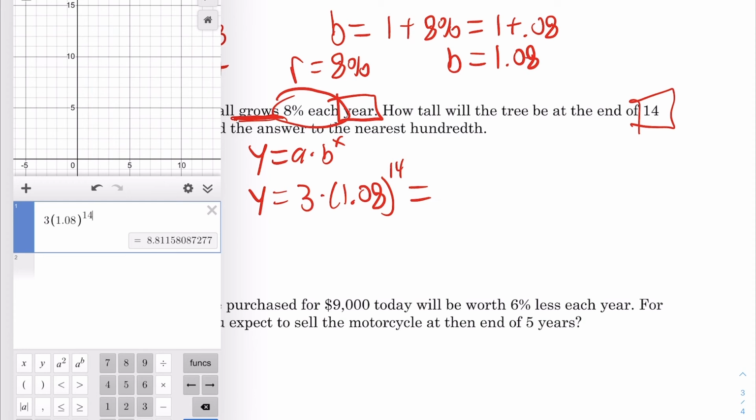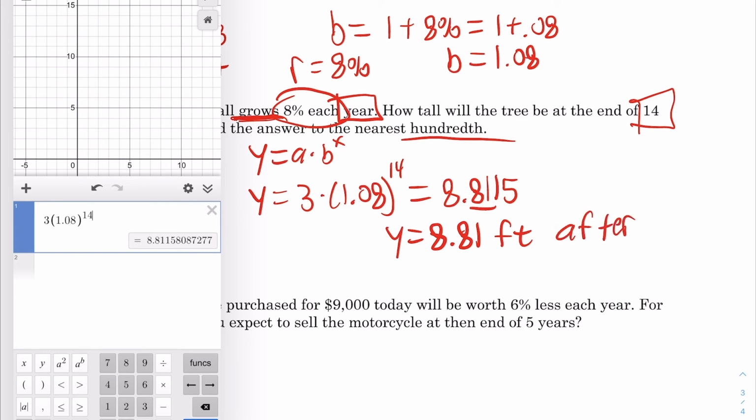Looking at that, we got 8.8115. It wants the nearest hundredth, so that means we're going to stop rounding after the second decimal point. So we get y equals 8.81 feet after 14 years.